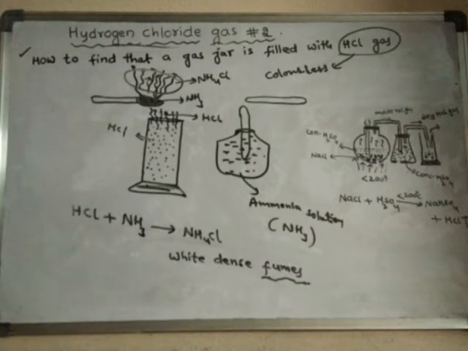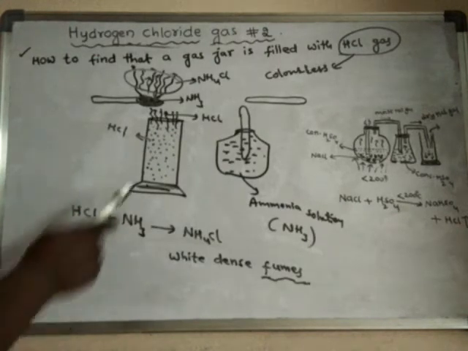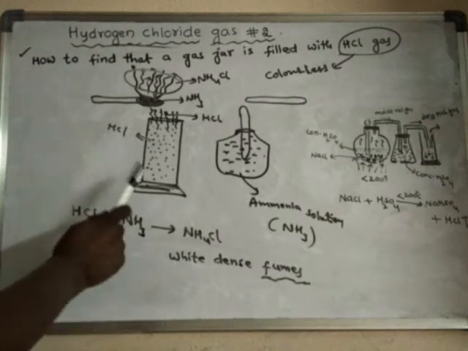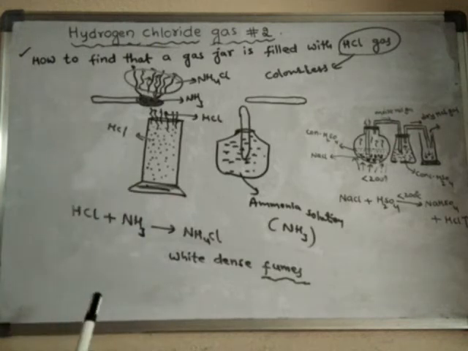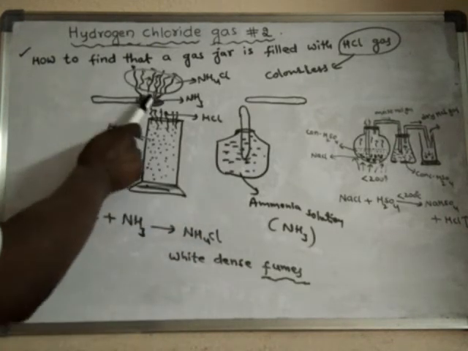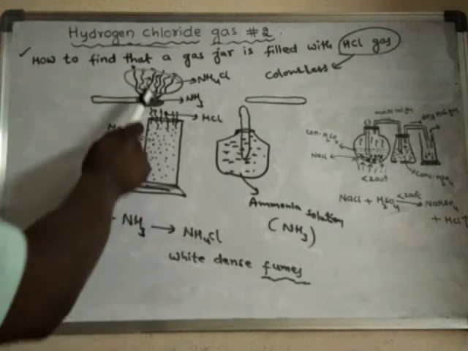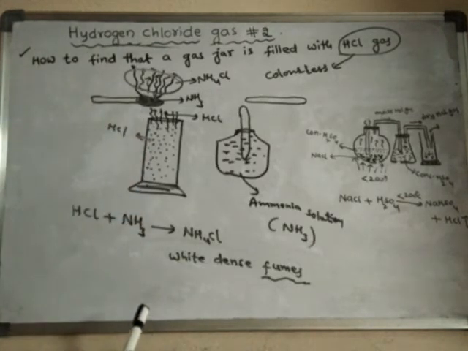So like this we can say, hydrogen chloride gas is a colorless gas, hence it cannot be seen. In order to be sure that the gas filled is HCl gas, we have to bring a glass rod dipped in ammonia solution near the mouth of the gas jar. If white dense fumes are formed around this glass rod, then the gas jar is completely filled with the gas.